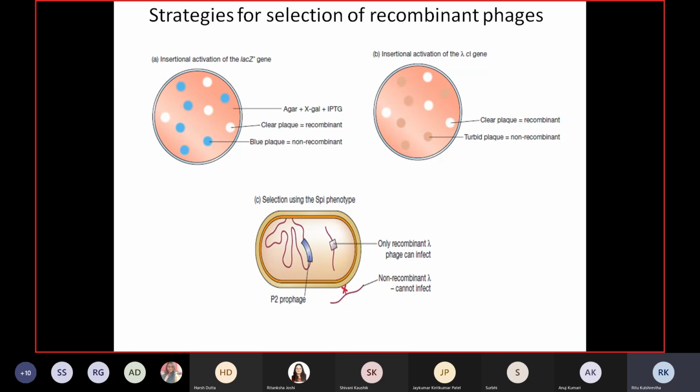If the stuffer fragment is removed and we have the recombinant being made, it means that the recombinant phage DNA will not have the red and gam genes. If the red and gam genes are not in the phage genome, it will be able to easily infect this bacteria and make more copies of itself. This is how a selection can be made for the recombinant phages as compared to the non-recombinant phage.